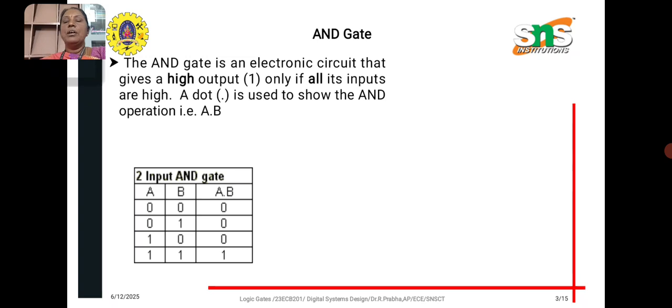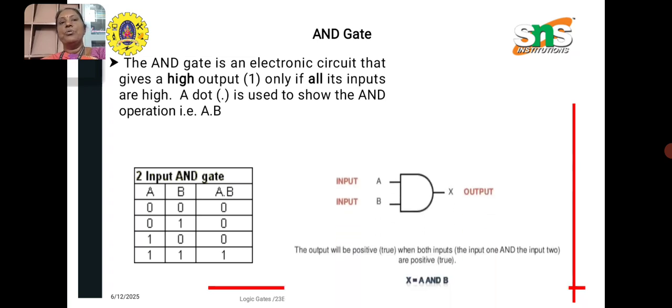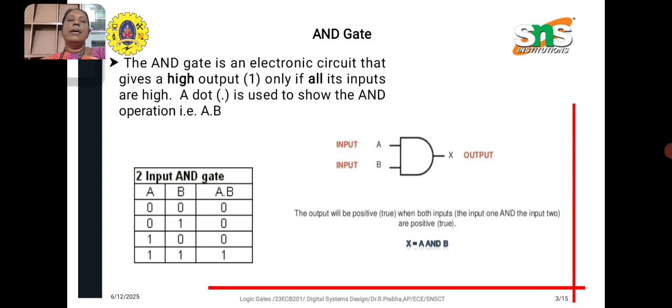In order to represent AND operation, we use dot. For example, if we take two variables a, b, the AND operation of a, b is given by a dot b. The truth table for two input AND gate is given here. If both the inputs are high only, the AND gate gives high output. Otherwise, the output of the AND gate is 0. The right side diagram is the symbol of AND gate. There are two inputs A and B, and its output. This is two input AND gate, and the output X is equal to A AND B.